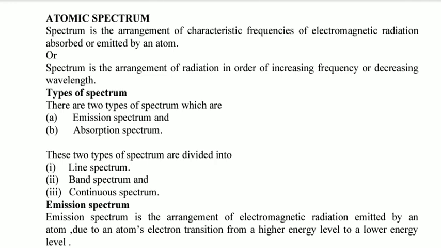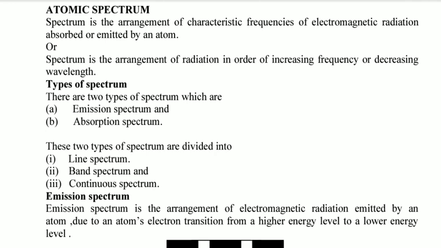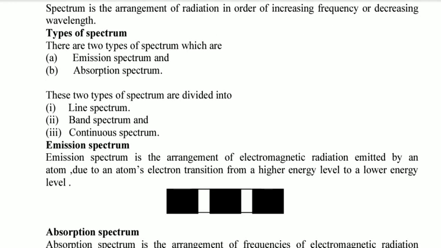Now, these two types of spectrum, emission spectrum and absorption spectrum, are divided further into three categories, which are line spectrum, band spectrum, and continuous spectrum. Emission spectrum, by definition, is the arrangement of electromagnetic radiation emitted by an atom due to an electron transition from a high energy level to a lower energy level. As we discussed in the previous lecture, electron transition from a high energy level to a lower energy level leads to the emission of the energy it absorbed when it was excited. So, the energy which is emitted can arrange itself into different wavelengths or frequencies, and when we view it, we call it the emission spectrum.